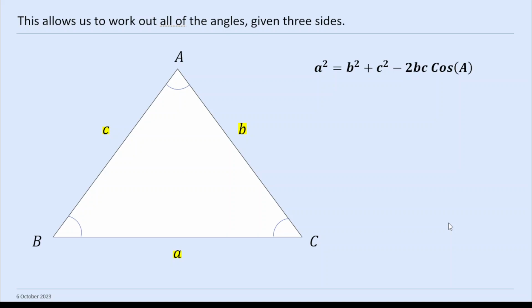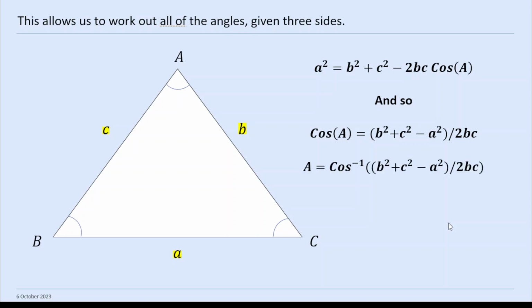It allows us to work out all of the angles if we're given three sides. If someone tells you the three sides of a triangle, that determines the whole triangle, including the angles. So you have a squared equals b squared plus c squared minus 2bc cos A. Rearranging the formula, cos A is b squared plus c squared minus a squared, divided by 2bc. So A is the inverse cos of that.